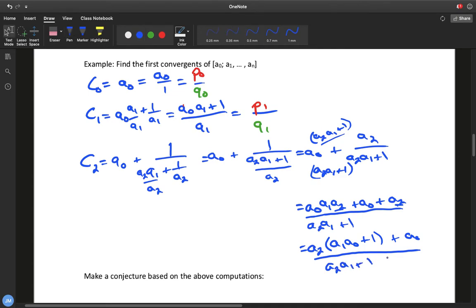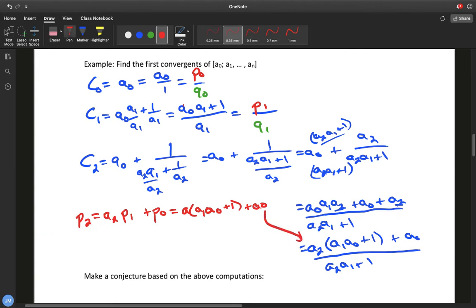Now this one's probably not going to be as immediate because we never did calculate p sub 2 or q sub 2. So let's go ahead and do that right now. To calculate p sub 2, that would be to take a sub 2 multiplied by p sub 1 plus p sub 0, where p sub 1 we had already calculated to be a sub 1 multiplied by a sub 0, so a sub 1, a sub 0 plus 1. And p sub 0 we'd already calculated to be a sub 0, which you may notice is actually the exact same as the numerator.